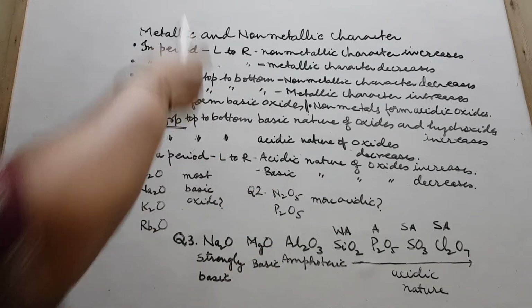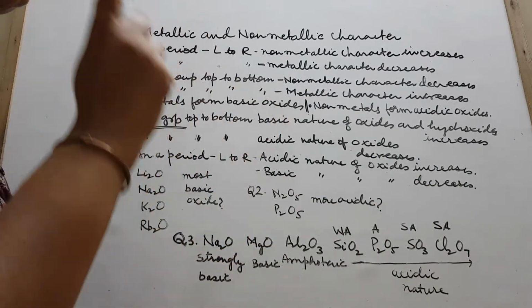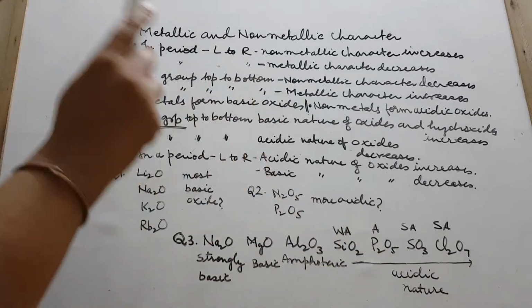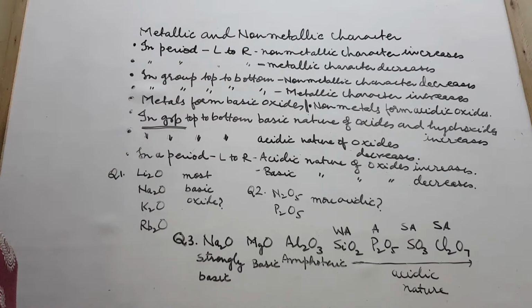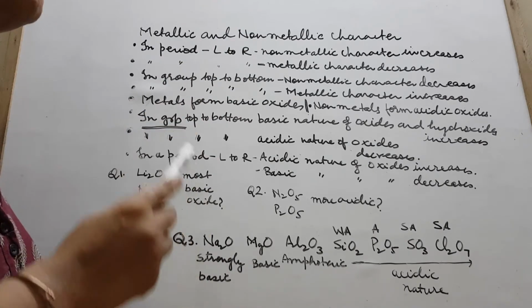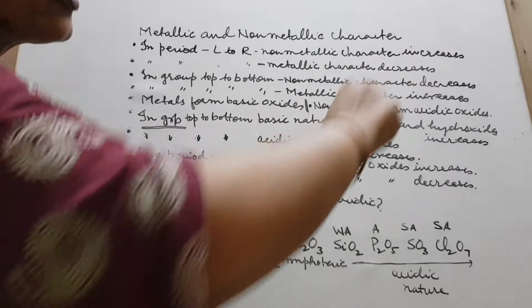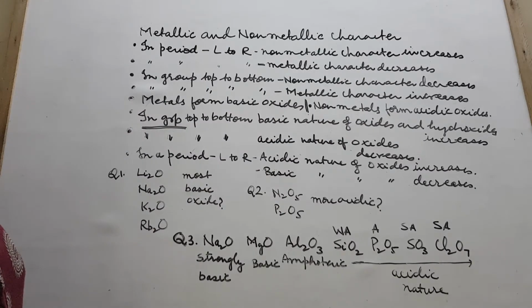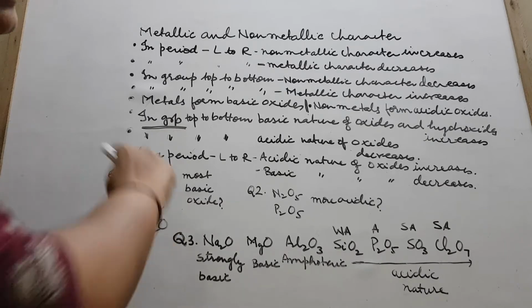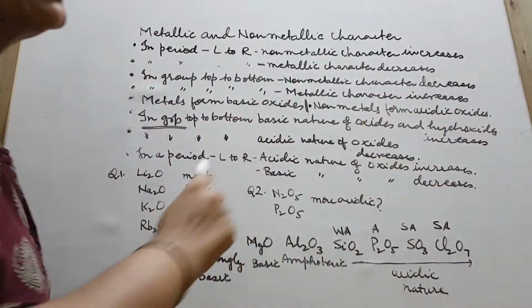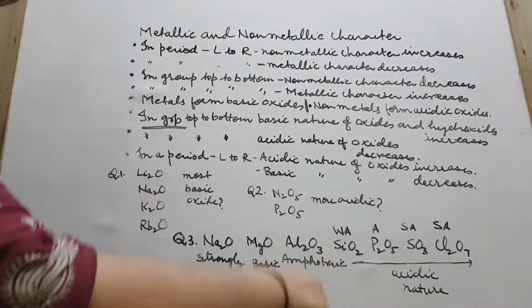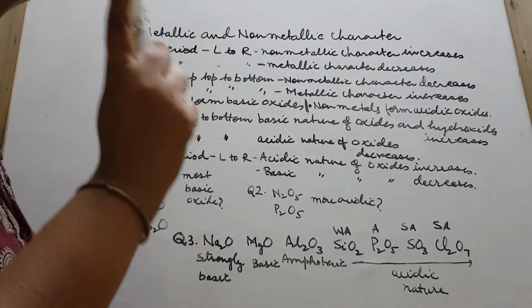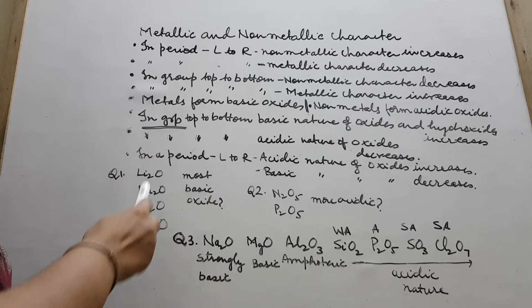Children, learn for one. Top to bottom, metallic character increases, so the oxides formed by them will be more and more basic in nature. Reason: metals form basic oxides. Left to right, non-metallic character increases. One fact. Second, we know they form acidic oxides. Hence, the acidic nature of oxides will be increasing this way. If increasing this way, it will be decreasing this way. What decreasing? Basic nature.